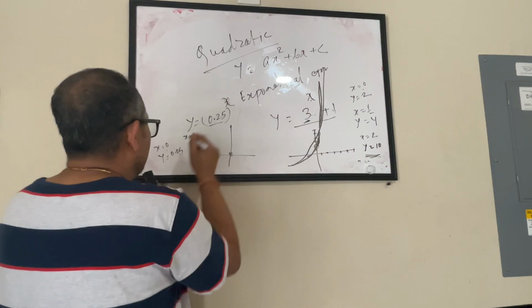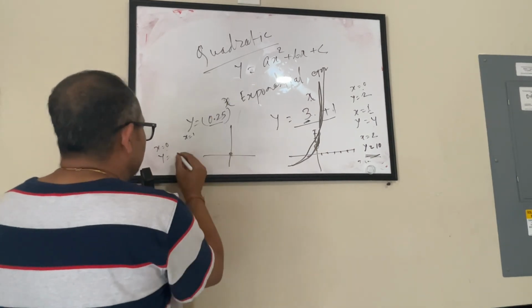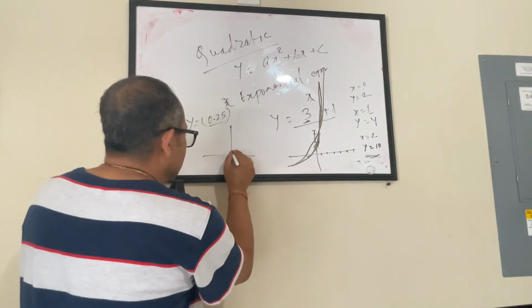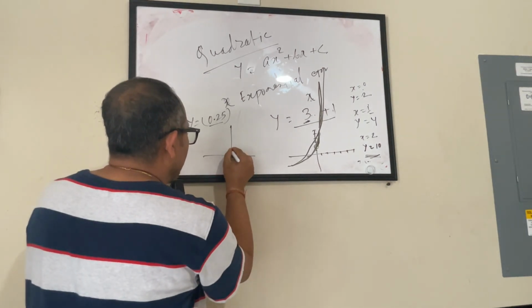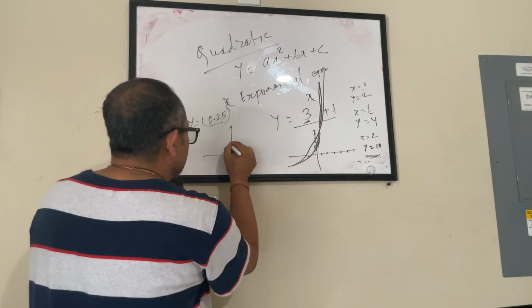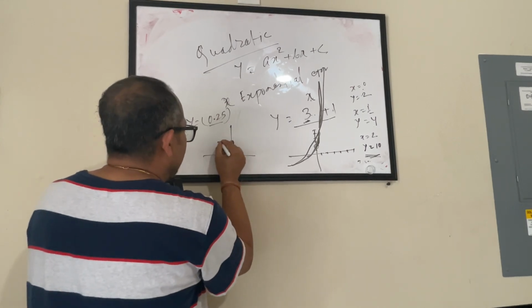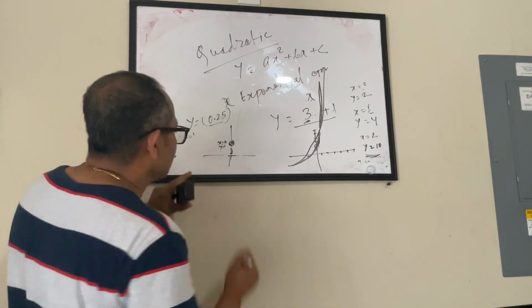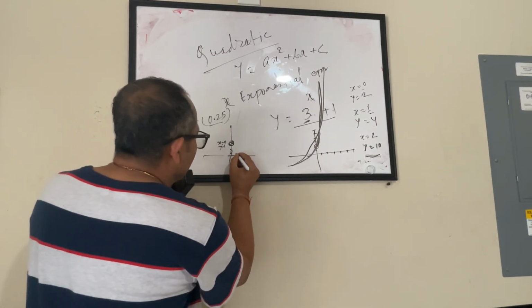No, sorry. So when x equals 0, y equals 1. So this is, let's say, 0.25, 0.5, 1. When x equals 0, y equals 1. This is my first point. When x equals 1, y is 0.25.